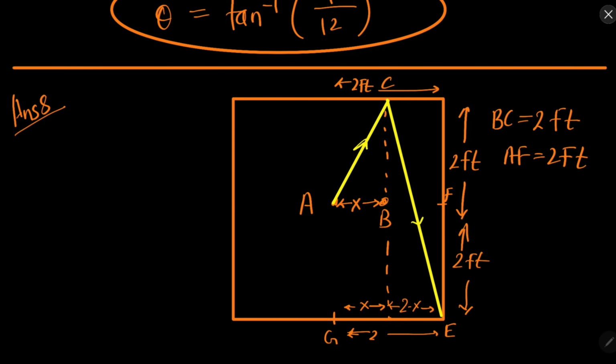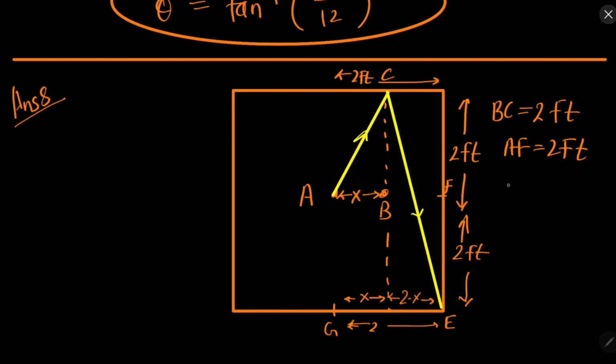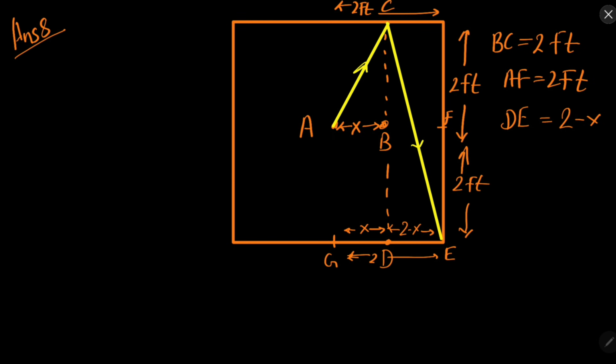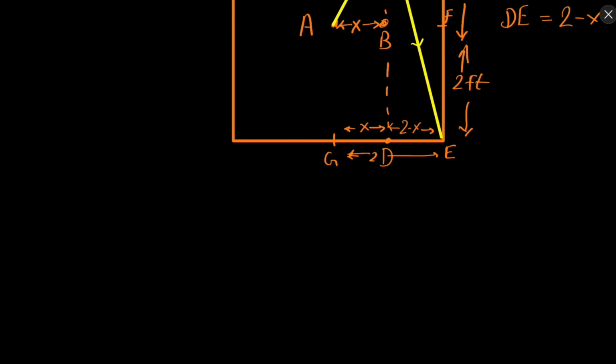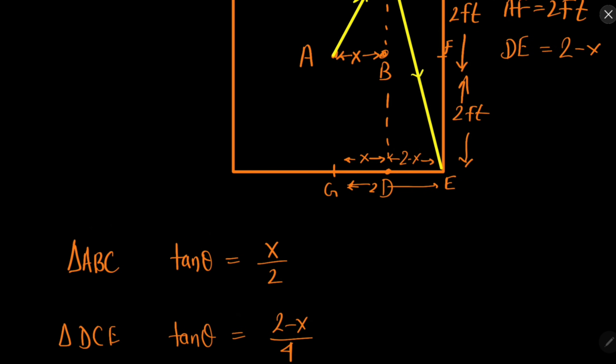So now you can understand why we are doing all these things. So DE is 2 minus x. This is D, by the way. So now let's try to solve this question. First of all, let's take triangle ABC. In triangle ABC, tan theta is equal to x by 2, and in triangle DCE, tan theta is (2 minus x) by 4. This is by the perpendicular upon base formula.